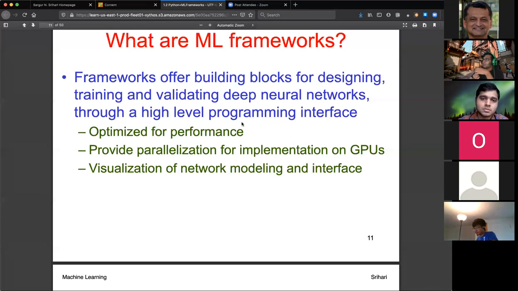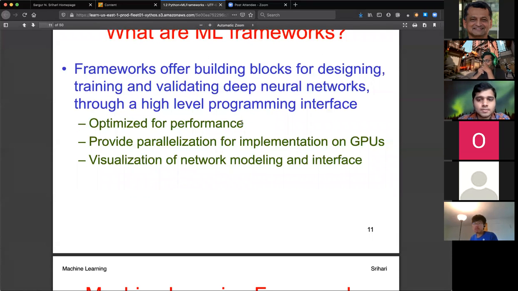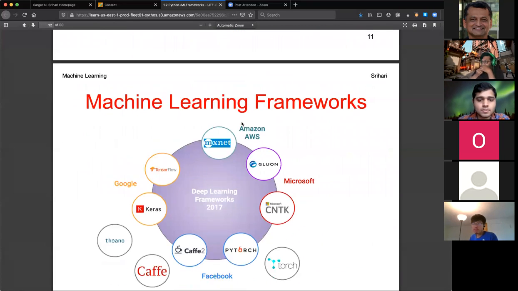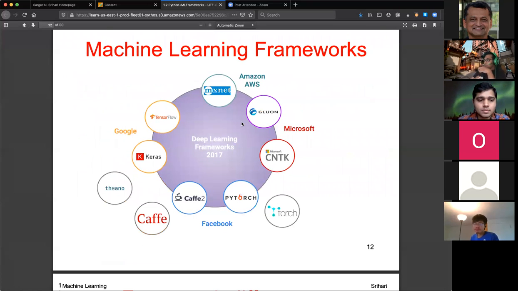And these are optimized for performance and provide parallelization for implementation on GPUs. So when you go to a machine learning framework, the parallelization and all is done for you. And there are also visualization and modeling interfaces. So what are all these frameworks? There is a whole bunch to choose from. And this one is getting a bit old, in 2017, about 3 years old.